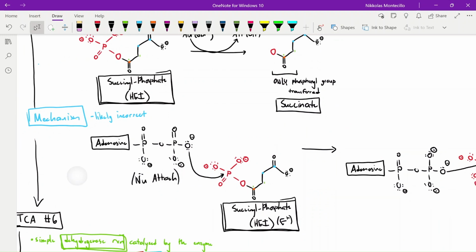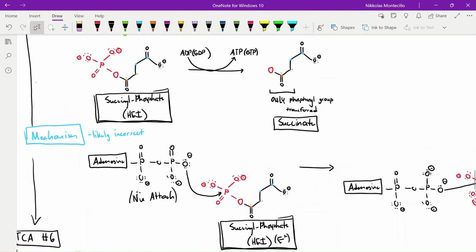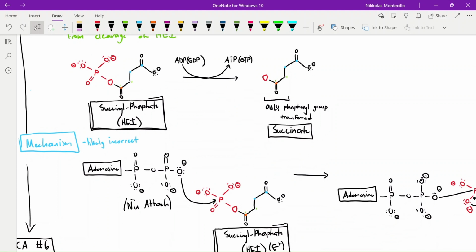So I believe that Succinyl-Phosphate is nucleophilically attacked by some sort of nucleoside triphosphate, right? Which is in this case ADP, but it also applies for guanine as well, guanosine as well. So it can be guanosine or adenosine, right?